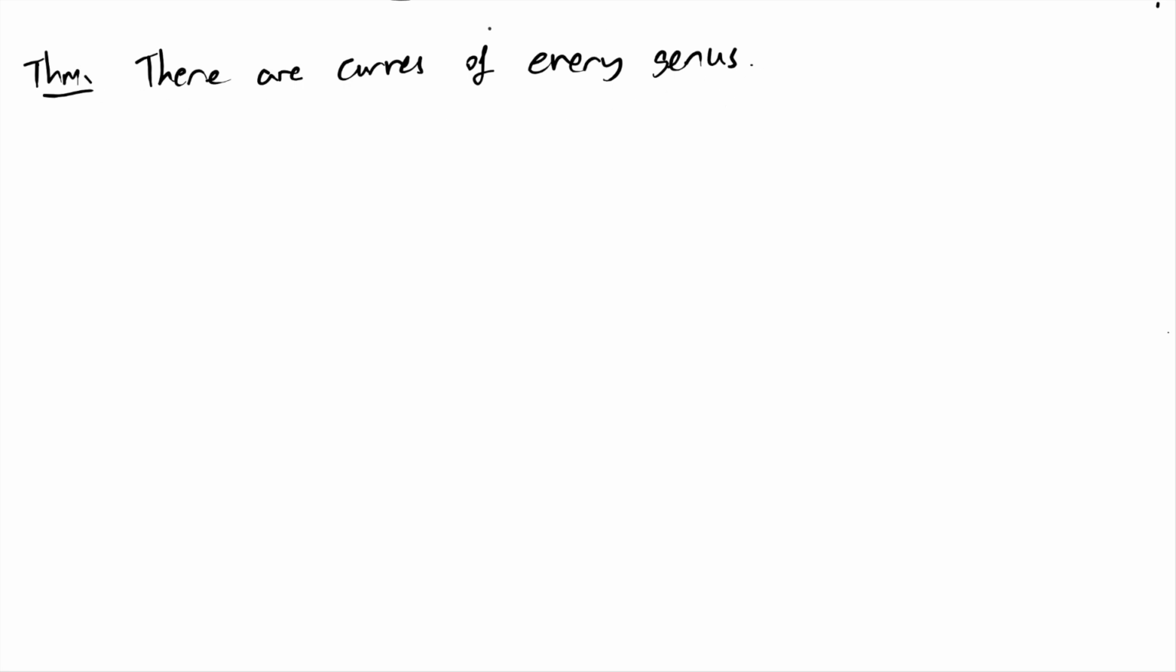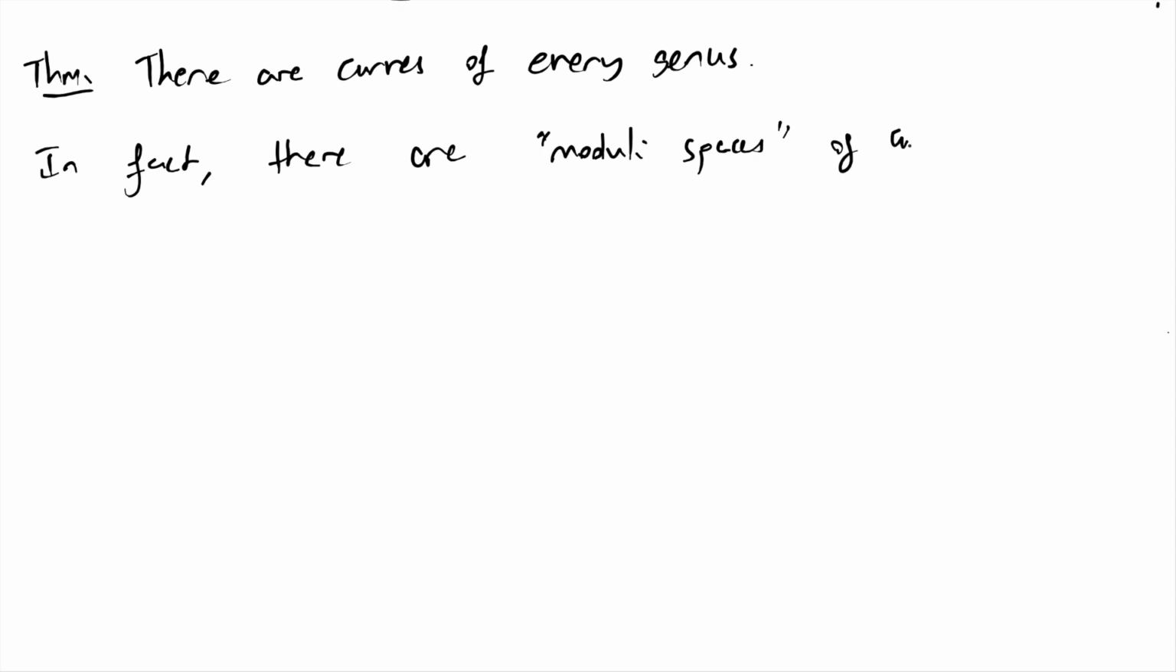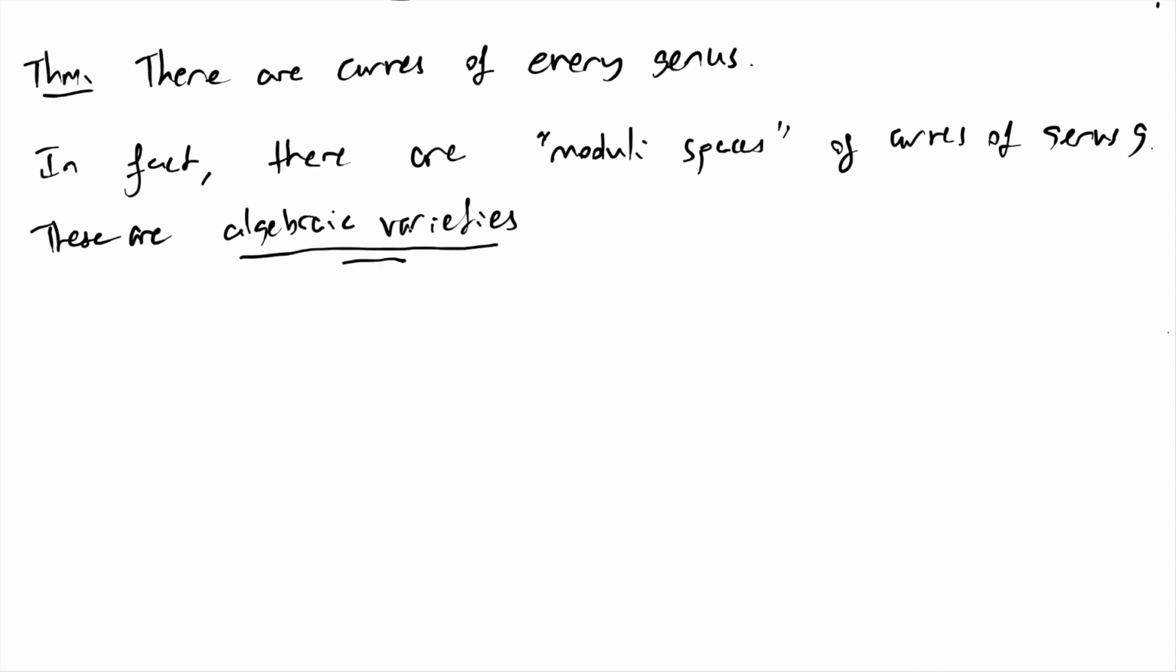So we can be a little bit more precise here, and it's a very interesting story that we will not entirely pursue. So there are spaces that parameterize every curve of genus g. These are called moduli spaces or parameter spaces. These are algebraic varieties, and they're usually denoted by Mg.